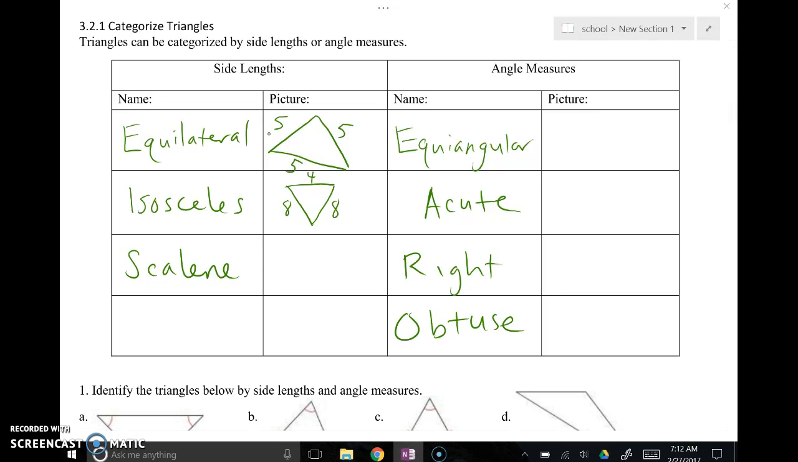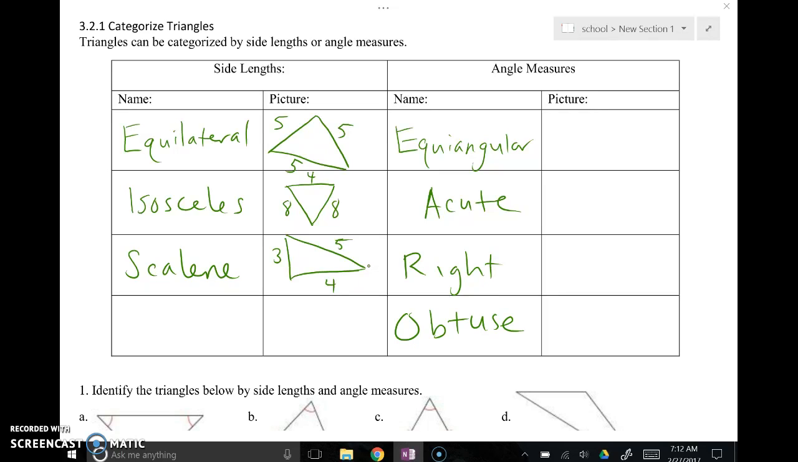And then a scalene triangle is a triangle where no sides are the same. So we could have something like this where all the sides have a different side length. Alright, now that's with regards to side lengths. Those are the three categories there.